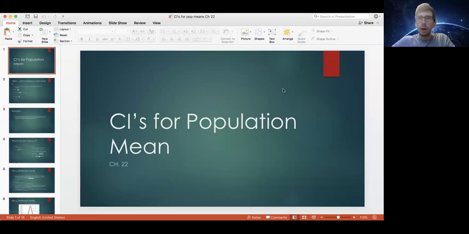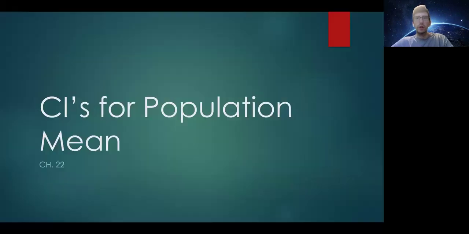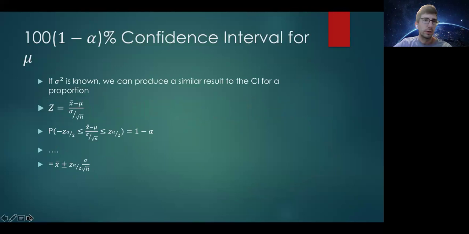Hello, everybody. Welcome back. In this video, we're going to start chapter 22, which is confidence intervals for a population mean. In the last chapter 18, we were looking at confidence intervals for population proportions. So this will be pretty similar, but also a little different. So let's go ahead and get started.